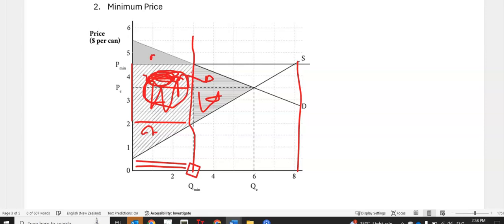Don't go into too much detail about the reason. You can just say this area has been lost, this area has been gained. Overall, in this case, producer surplus is being increased, even though they did lose some producer surplus over here because of the minimum price. Okay, hopefully that's going to give you some tips on how to smash out this standard.